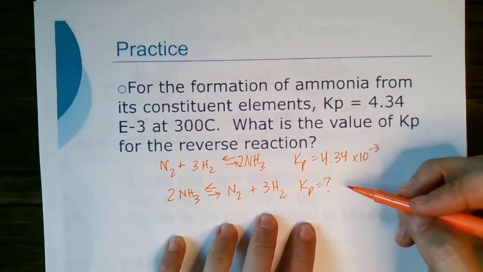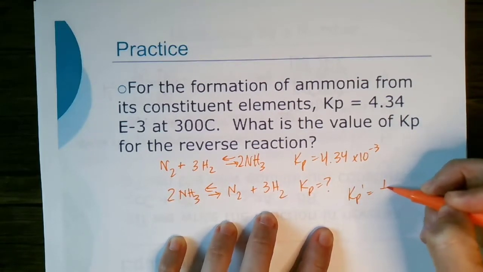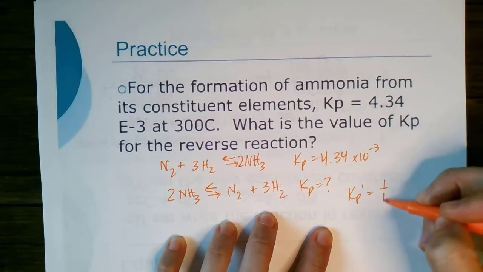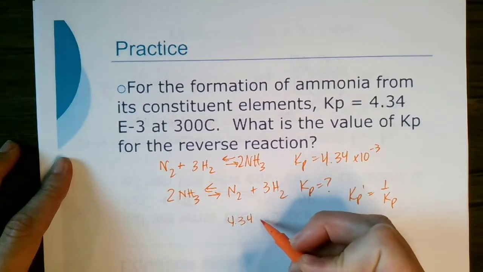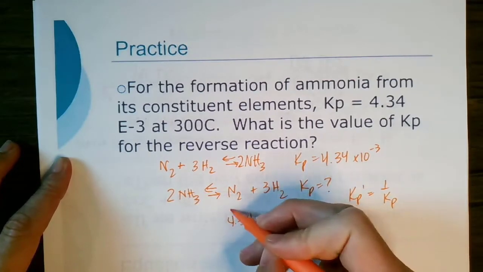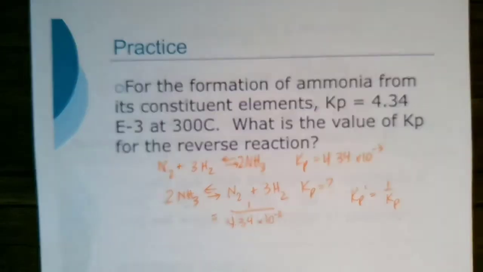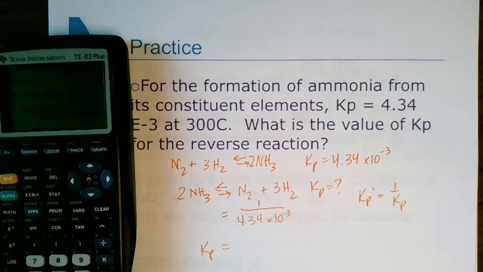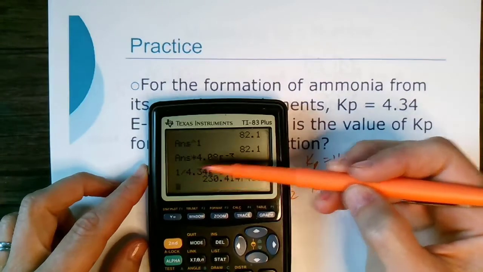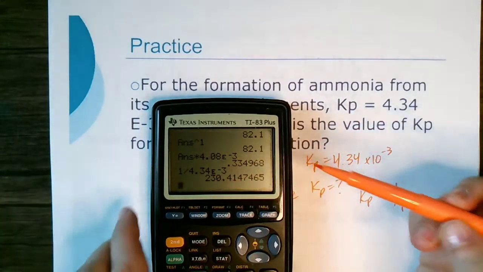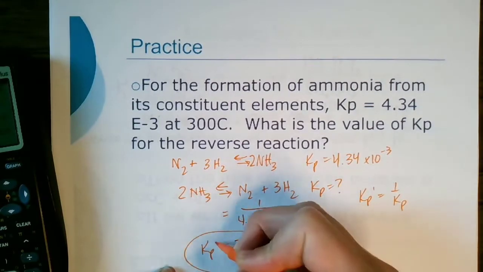All we need to do is find that Kp prime, or the reverse, which is the reciprocal, 1 over Kp. So I'm just going to take this Kp, this 4.34 times 10 to the negative third, and find out what 1 over that is. So let's just get our calculator. If I take that reciprocal and plug it into my calculator, 1 divided by 4.34 times 10 to the negative 3, I get 230.4. So that's Kp prime, we'll call that.